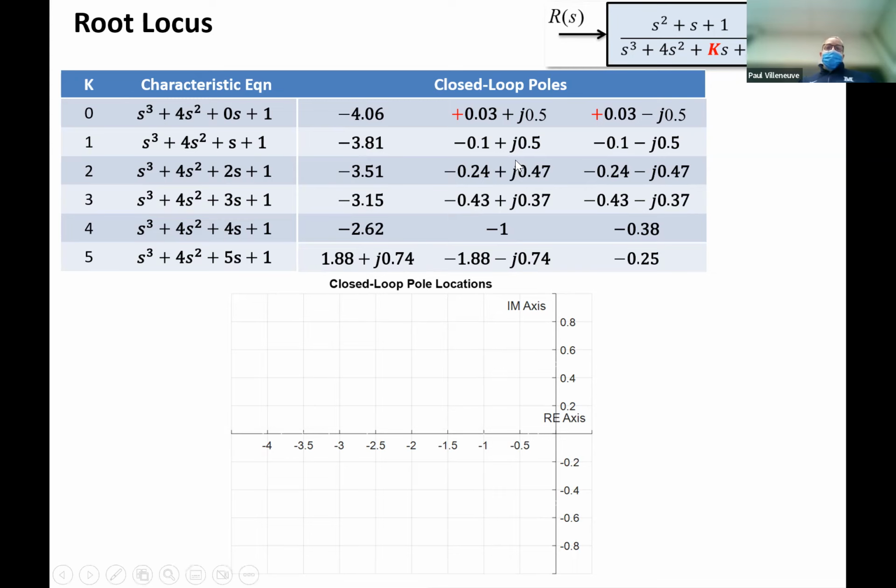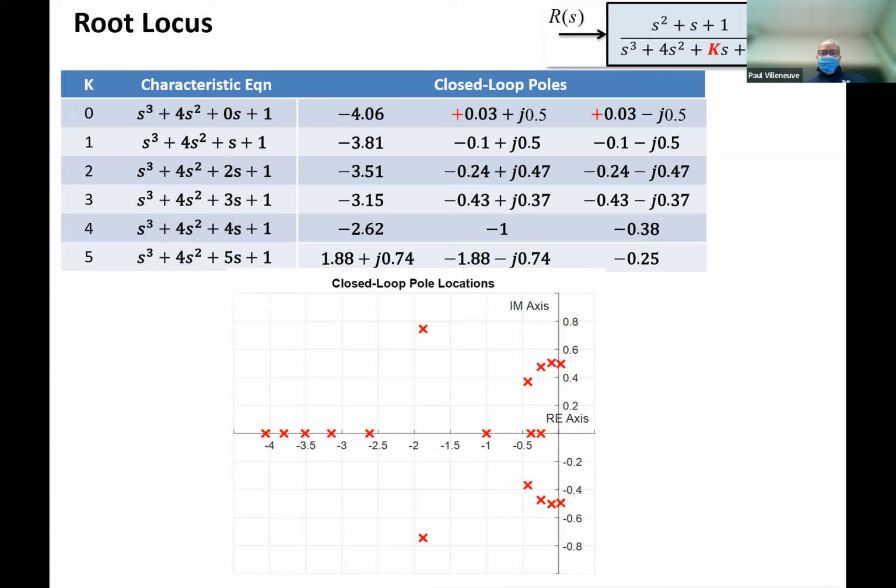We're trying to guess the behavior of how these roots will continue to change based on the fact that we're increasing our value of K. That's all that we've done here. And you can see K here is a real number, 0, 1, 2, 3, 4, all the way up to 5. All right. And then you can see the plotting of the poles. We started off at minus 4.06.